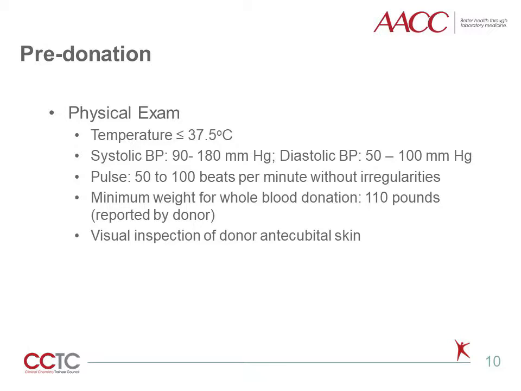Furthermore, the donor provides a self-reported weight. The FDA minimum weight for allogeneic whole blood donation is 110 pounds.